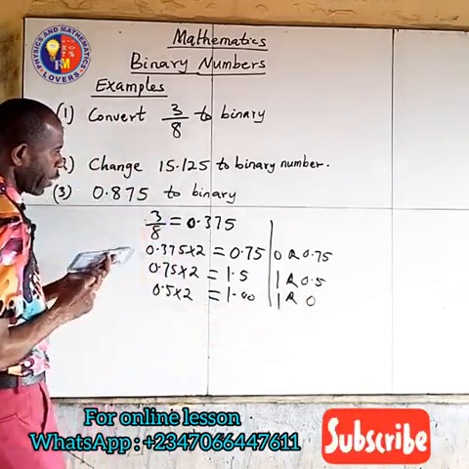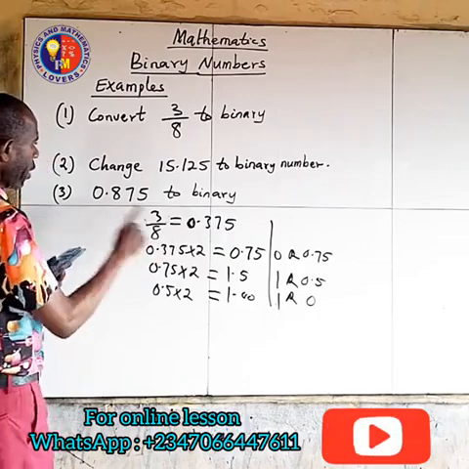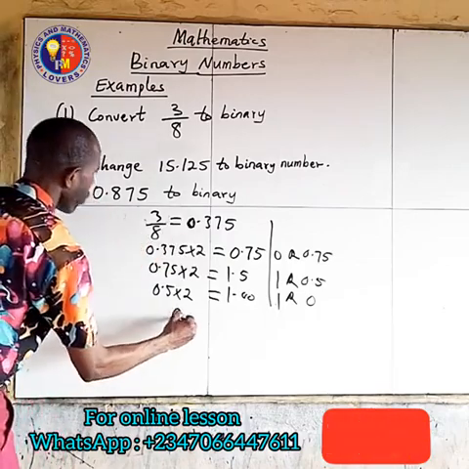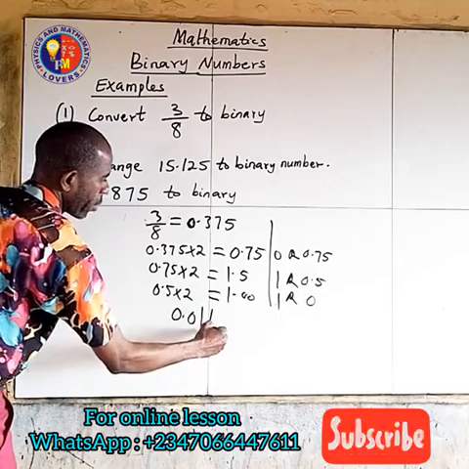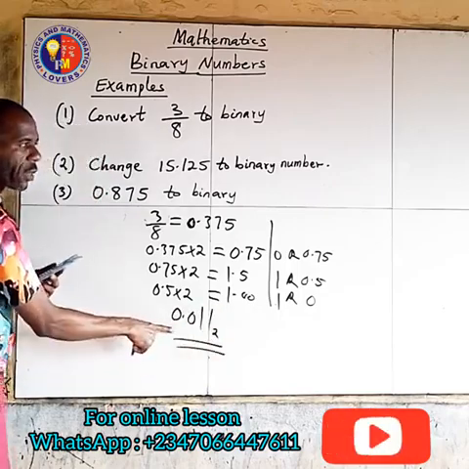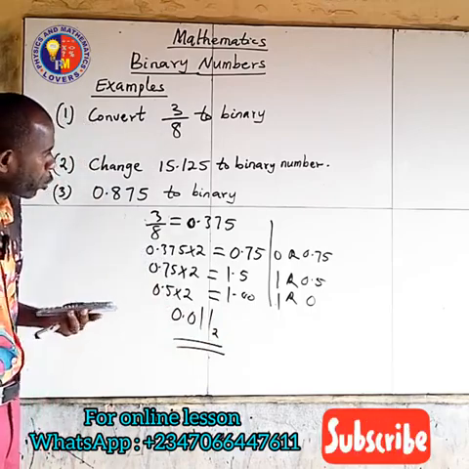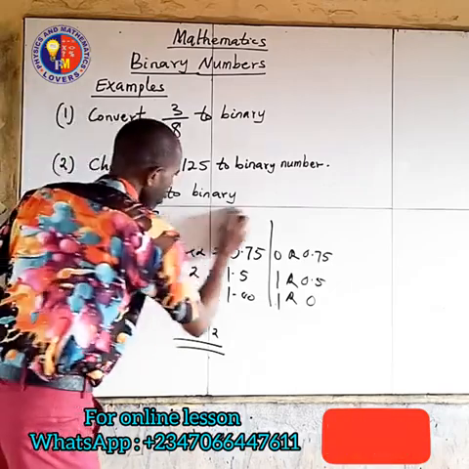Now, for your final answer, you read it from the top to the bottom. We already have 0 point here, so the answer becomes 0.011 base 2. So this is the answer. If I want to use the other method, which I want to show you now, let's look at method 2.